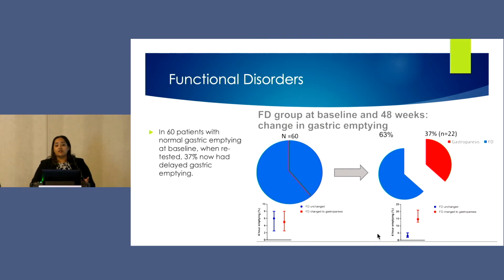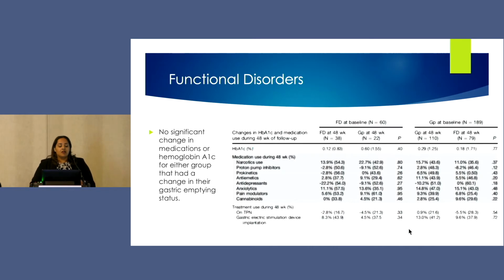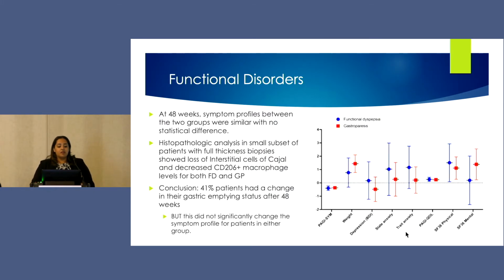Similarly, they did the same thing in the functional dyspepsia group, the ones who had normal gastric emptying at baseline. Again, 60 patients were agreeing to participate, and they found that 37% now had delayed gastric emptying. And again, the baseline characteristics were very similar in both groups, but there was a significant change afterwards. They looked to see if there was a change in A1C level, a change in medication use, anything to predict this, and they found no significant difference between the two groups. And they also looked at symptoms, and they found no significant difference at 48 weeks between the two groups. And if you remember, there was no difference at baseline either.